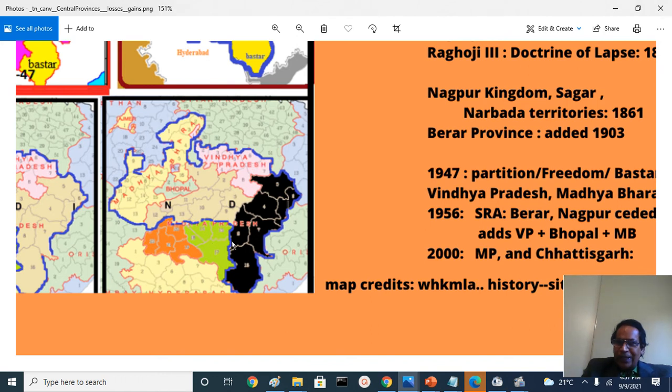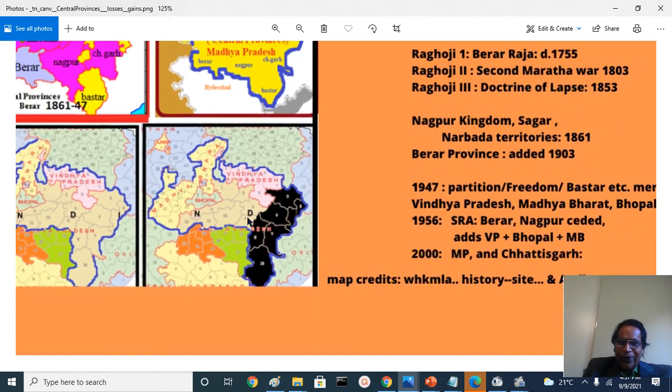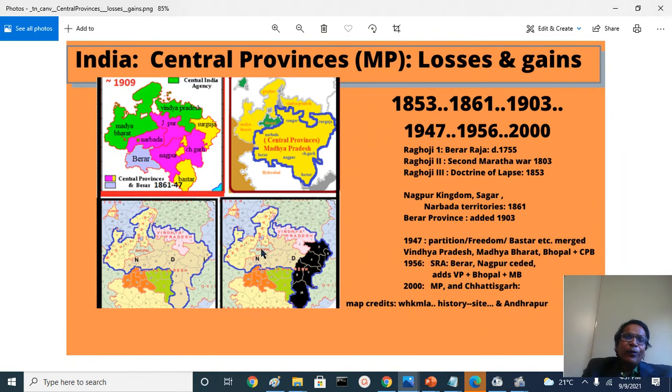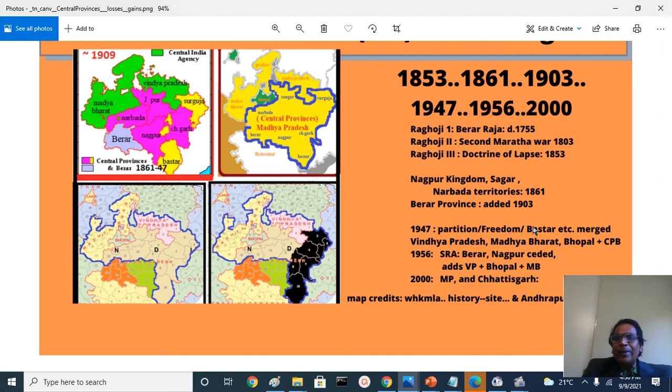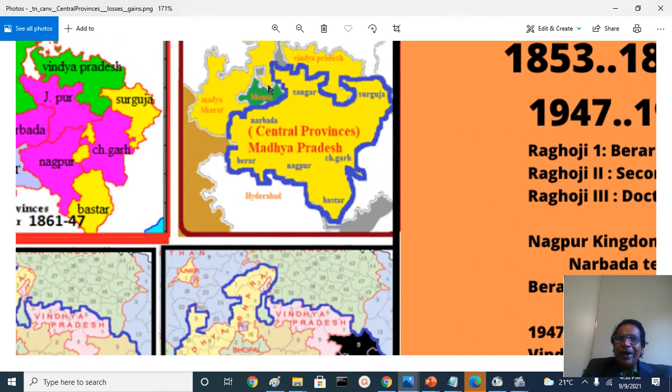So the 56 gains to central province were these, so losses and gains. It got Bhopal state, it got Vindhya Pradesh state, it got Madhya Bharat state, and it ceded the Berar region, it ceded the Nagpur region. So at 1947 partition and freedom, Bastar and Surguja tributary states were merged, and Vindhya Pradesh was formed. Madhya Bharat formed from Gwalior, Indore, etc., and Bhopal retained as a separate state, and we have a central province and Berar. Still we had a central province and Berar. That is 47: central province and Berar, and Bhopal, Vindhya Pradesh, Madhya Bharat, and Bastar and Surguja.